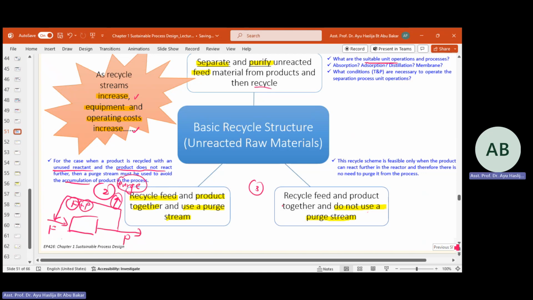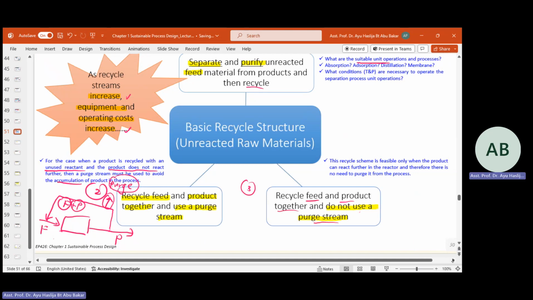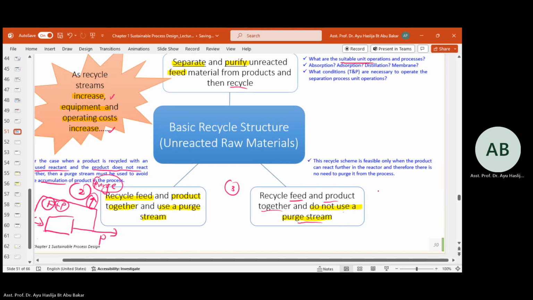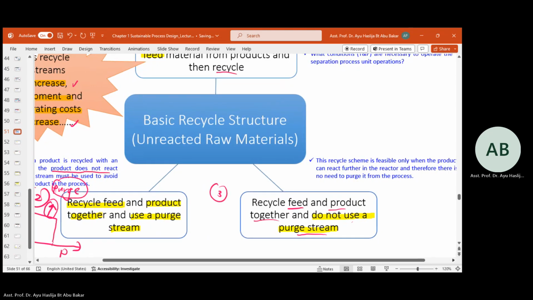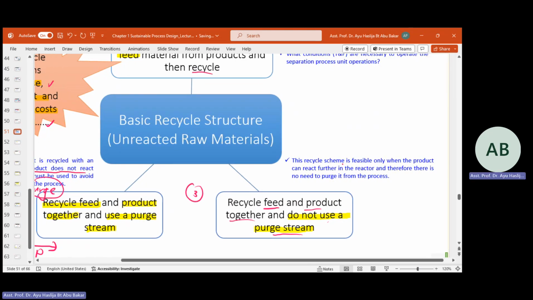Okay. Now, third case, recycle feed and product together and do not use a purge stream. Okay, when to use this? This recycle scheme is feasible only when the product can react further in the reactor, and therefore there is no need to purge it from the process.